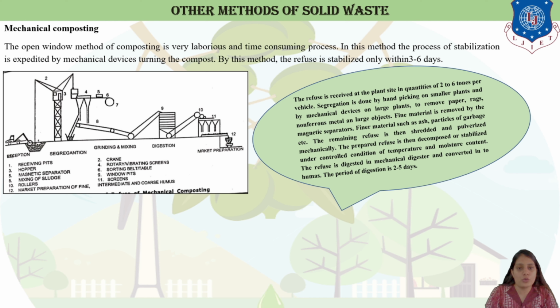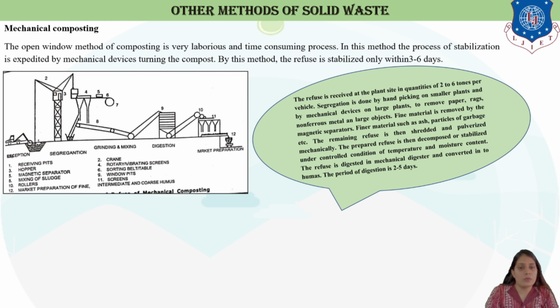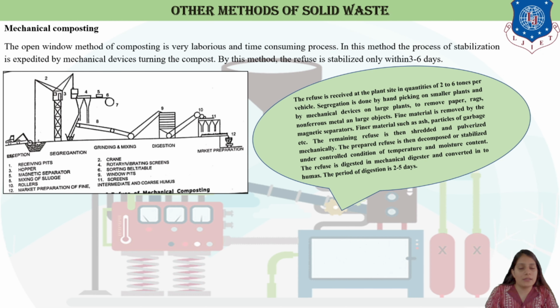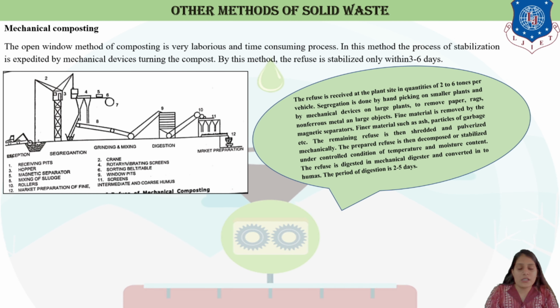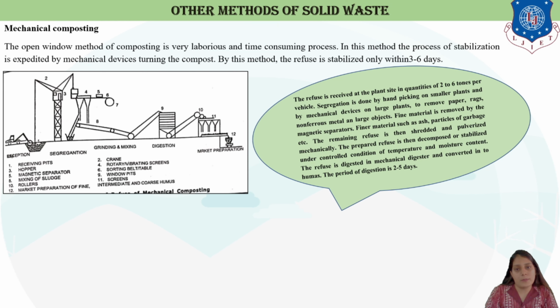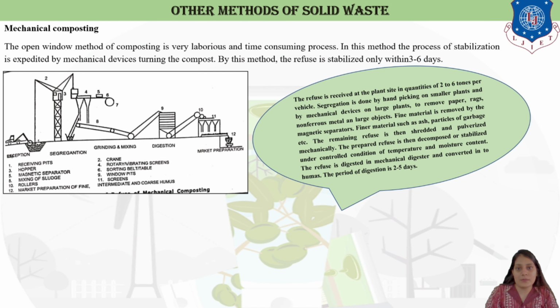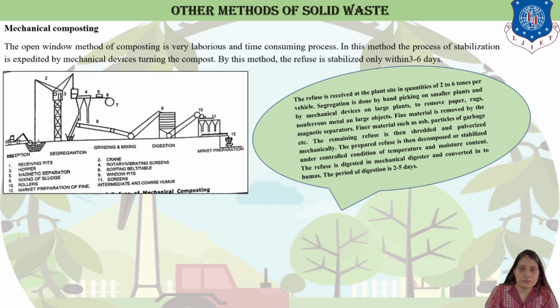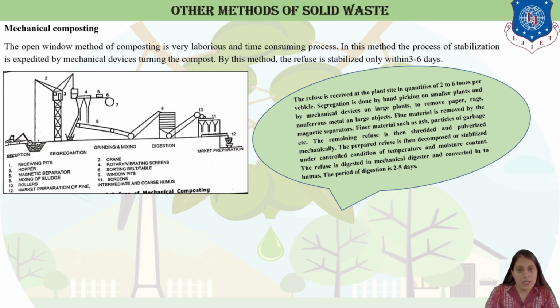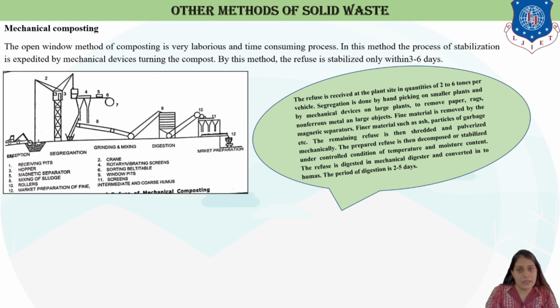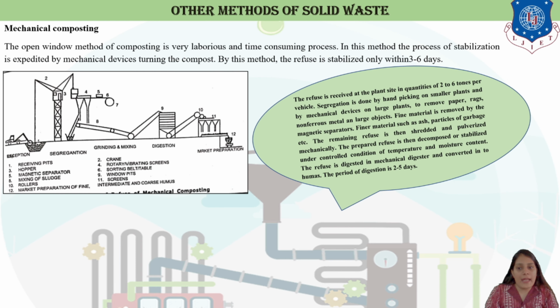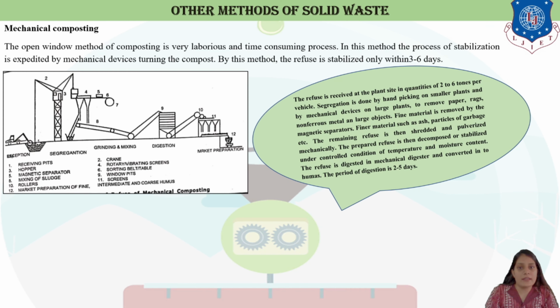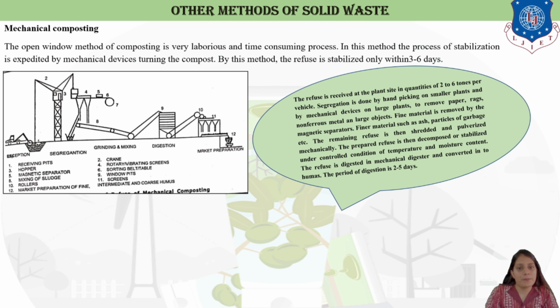You can see here, I have shown you the figure, how the collection will be, what will be done, what are the parameters regarding it. Segregation is done by hand picking on smaller plants and by mechanical devices on larger plants. Removal of paper, rags, non-ferrous metal and large objects. So these are the methods which you use. It means we remove the hard materials from the waste which we are collecting. And then we are grinding and mixing, and then it is digestion, and then it is market preparation, and then we see what happens towards it.